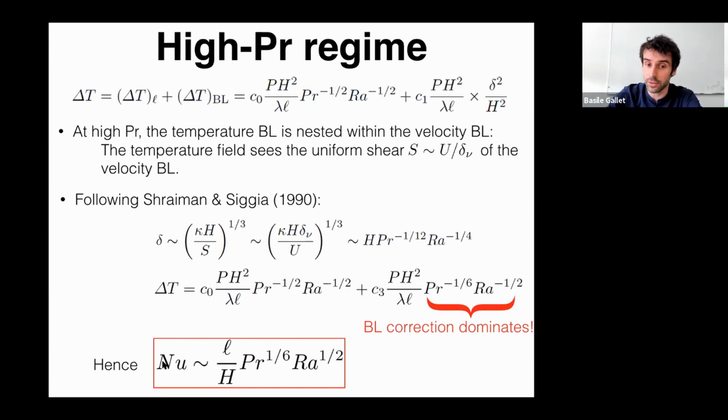And that will lead to the Nusselt number that scales as L/h, square root of Rayleigh number, but the exponent in Prandtl will be 1/6. Okay, so that's the prediction associated with the boundary layer correction. And that's something we wanted to confirm.